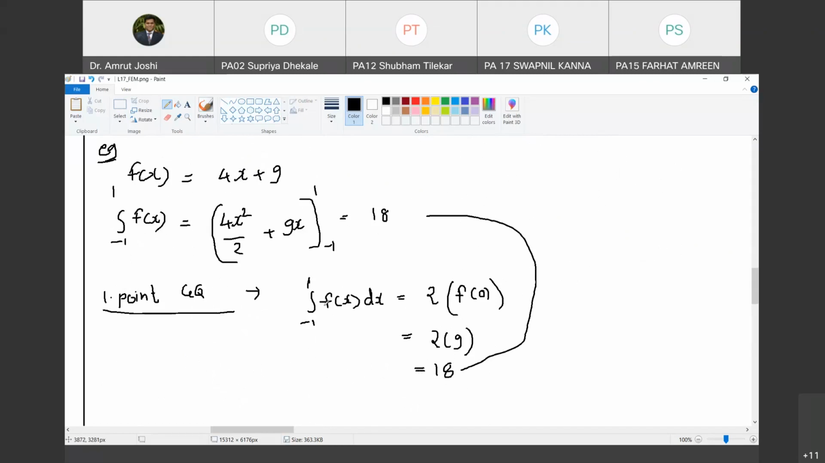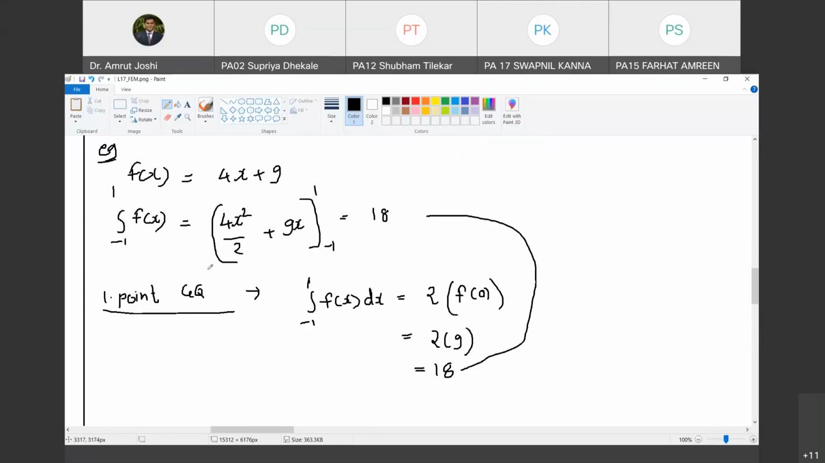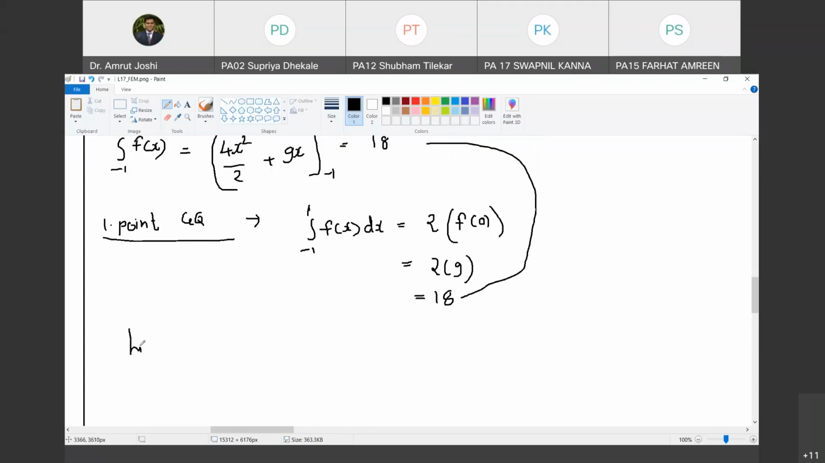Now let us consider higher order polynomials. Lower order polynomial doesn't make sense. It will be a 0th order polynomial. That means it will be constant. Happy? Yes, sir. So let us consider now higher order polynomial. So what is a higher order polynomial?